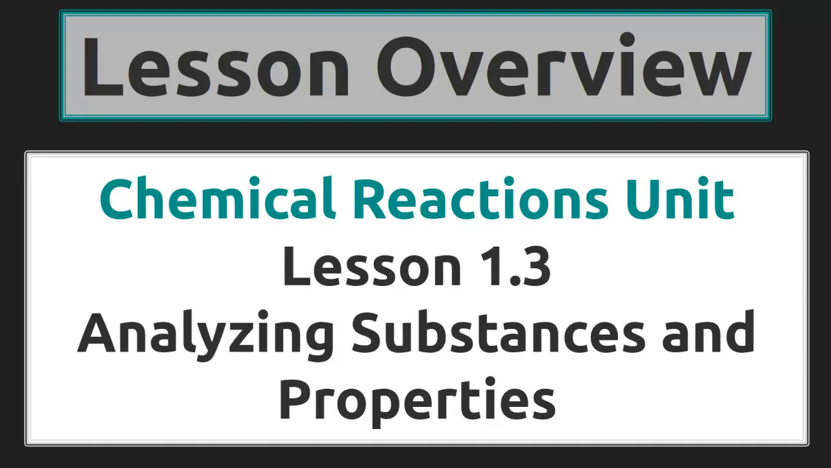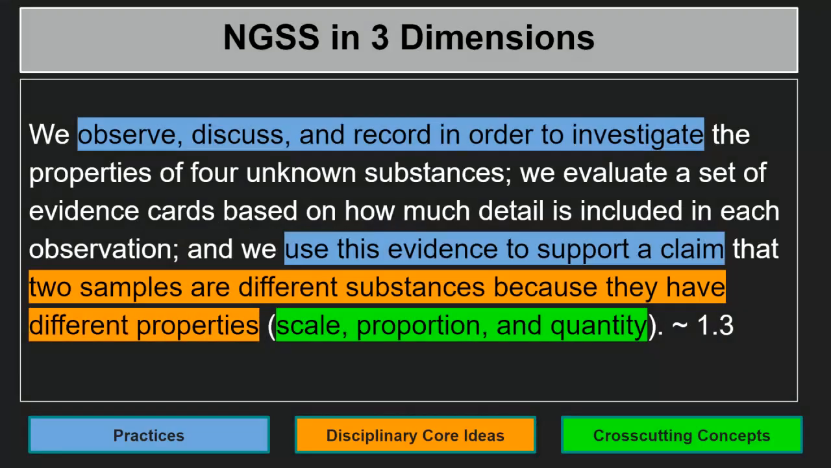Lesson Overview for Chemical Reactions Unit, Lesson 1.3, Analyzing Substances and Properties. In this lesson, we observe, discuss, and record in order to investigate the properties of 4 unknown substances. We evaluate a set of evidence cards based on how much detail is included in each observation, and we use this evidence to support a claim that 2 samples are different substances because they have different properties, which demonstrates scale, proportion, and quantity.